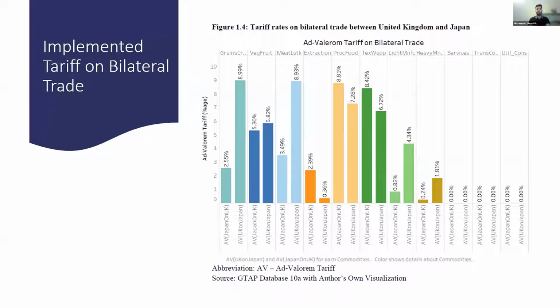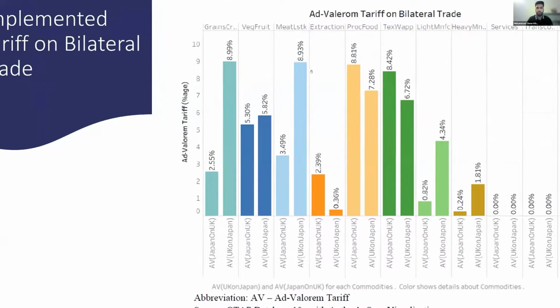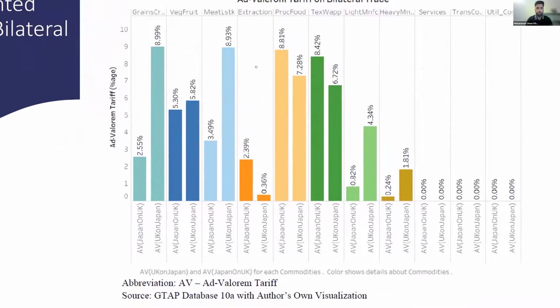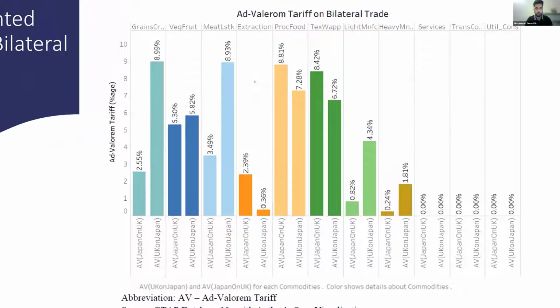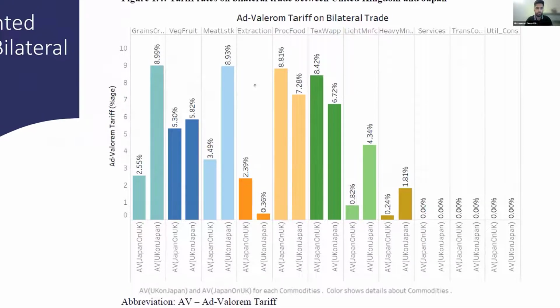If we look into this bar graph, if I zoom it for you, over here we can see the UK's tariff on Japan. If a commodity is imported from Japan, about 8.99% of tariff is levied on it, whereas 8.93% of tariff is levied on meat and livestock, and so on. So we can say that the UK levied more tariffs than Japan.